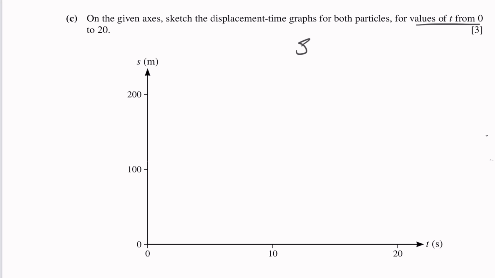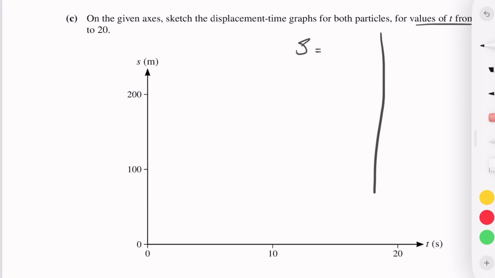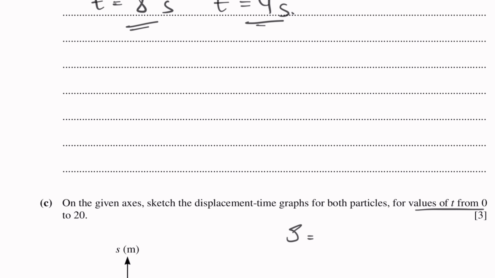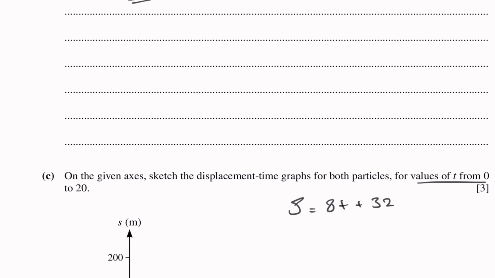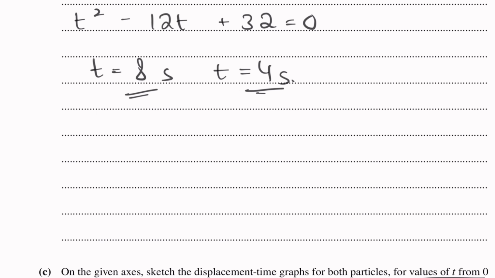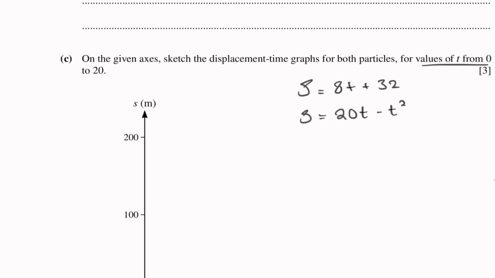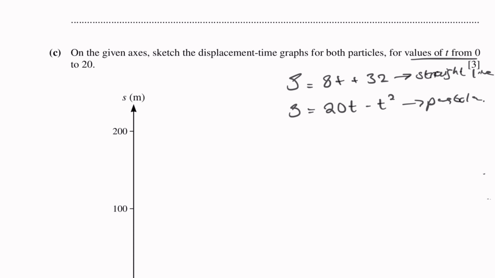But because we already have the equations we found before, of displacement in terms of time, this should be far easier. 8t plus 32, and displacement equals, pretty sure it was, 20t minus t squared. So you could see how this one is going to look. It's going to be a straight line, but the other one is going to be a parabola because it's a quadratic equation. So it's important that when we sketch parabolas we find a couple of things: the x-intercepts, the y-intercept, and the turning point.